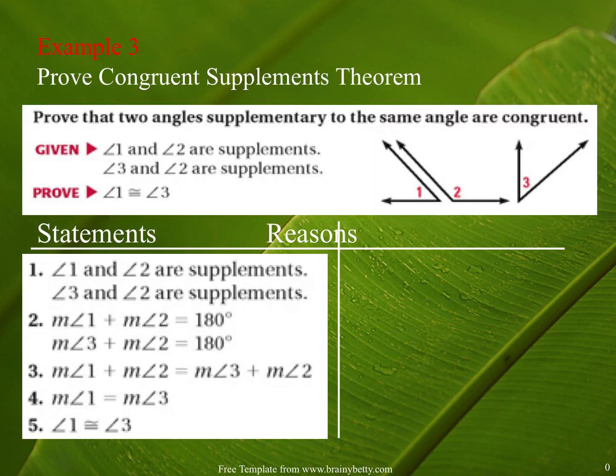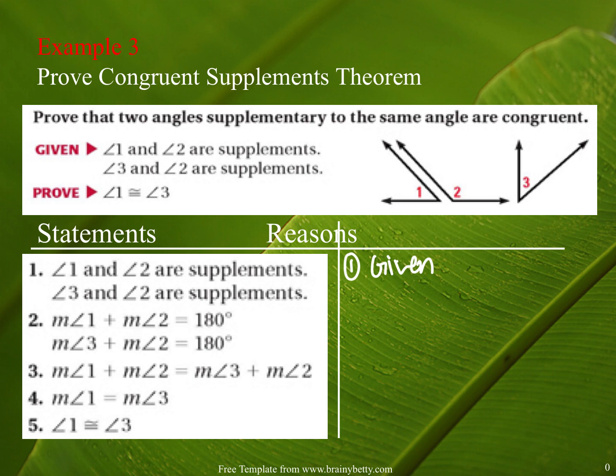All right, looking at this, I'm trying to prove the congruent supplement theorem. You will see proofs on your test that have more than one given. So looking at this example, it says given angle 1 and angle 2 are supplements, angle 3 and angle 2 are supplements. I'm trying to prove that angle 1 and angle 3 are congruent. So what's the first reasoning for me? Given, always given.